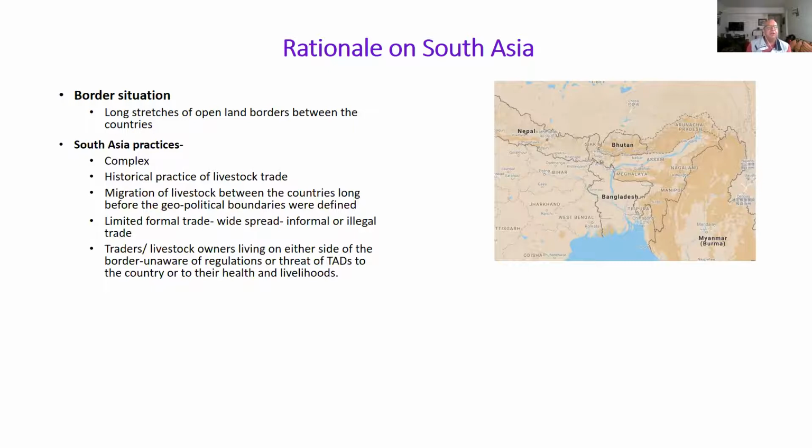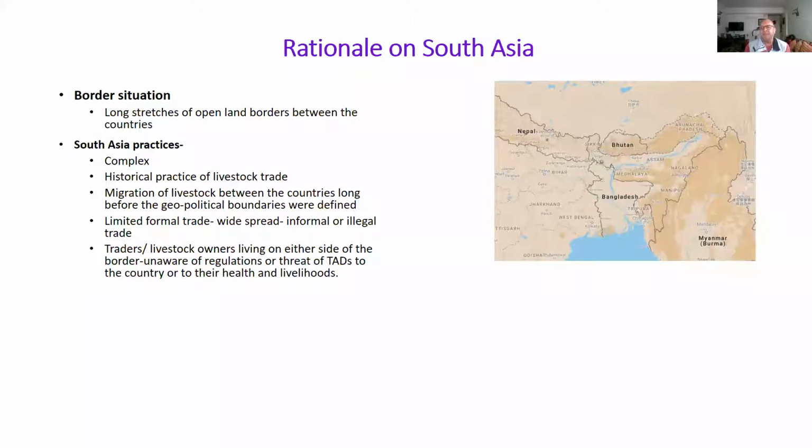Number two is South Asian practices. I was also told there will be some participants outside Nepal. If someone has joined from outside South Asia, for them these South Asian practices are very complex, very unique. This type of livestock trade in this region is historical. It didn't start two years ago or 100 years ago. Migration of animals was there before these boundaries were established.